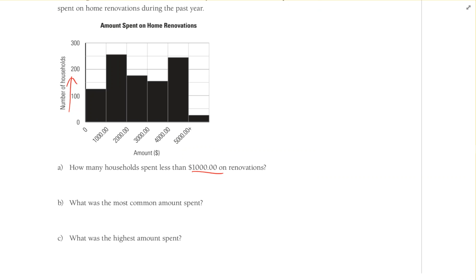How many households spent less than $1,000 on renovations? So remember how these histograms work now. From 0 up until 1,000, right? It's from there to there. So that's everything less than 1,000. Anybody who falls into that bucket or into that category of being less than 1,000 will be represented by this bar there, right? So really, we just need to figure out how far up this bar goes. So I'm going to let you guys answer that one.